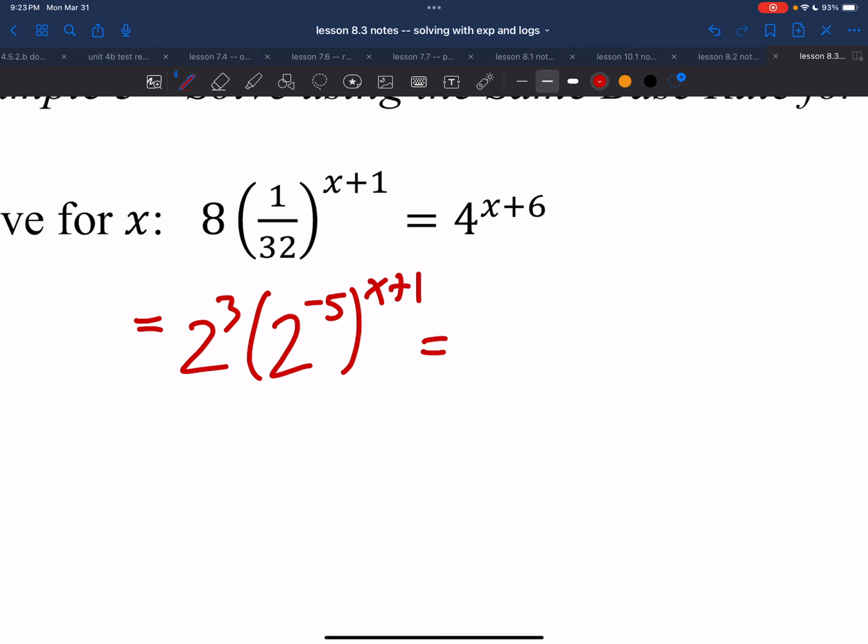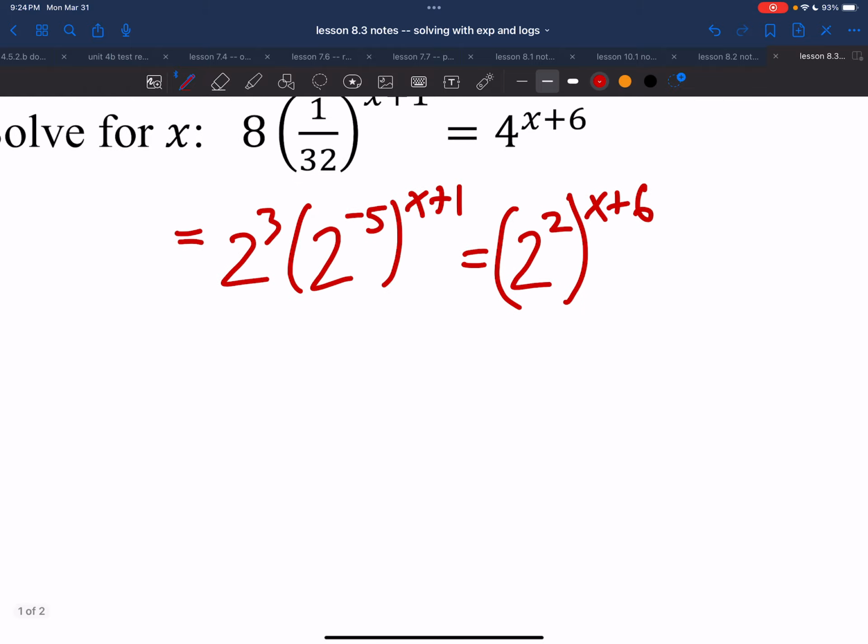And so what I've done on the left side is change the 8 and the 1 over 32 into base 2, right? I'm going to do the same thing with the 4, rewriting 4 as 2 squared, which is then raised to the x plus 6. Okay, and now I am going to use the same base rule, but I'm going to clean this up to where it's just a base to a power equals the same base to some power.